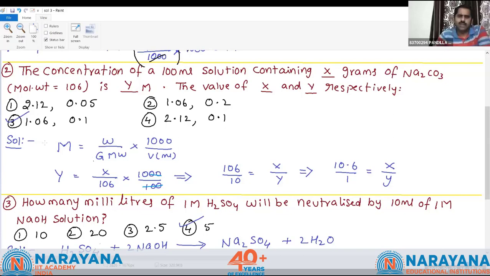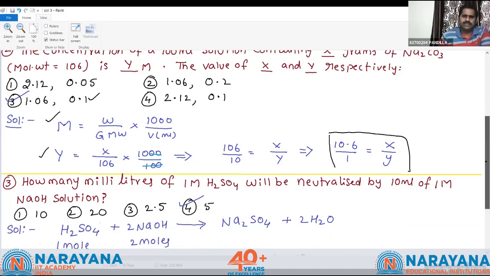For that we use the formula of molarity. Molarity is equal to weight by gram molecular weight into 1000 by V ml. Molarity is Y, weight is X, X by gram molecular weight 106, into 1000 by 100. So the 100 cancels and we get X by Y as 106 by 10. So X by Y finally we got 10.6 divided by 1. So the third option is correct. Now students, we'll go for the next one.